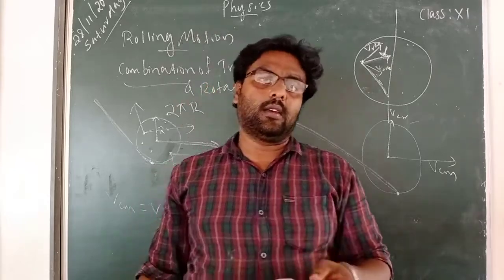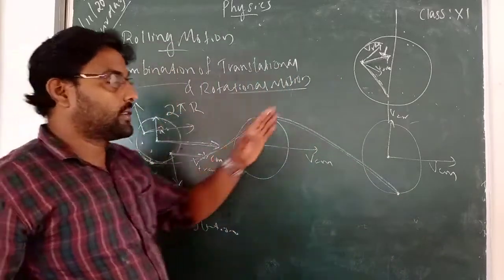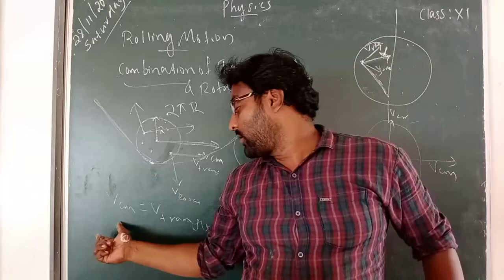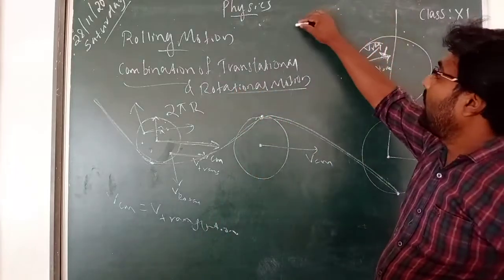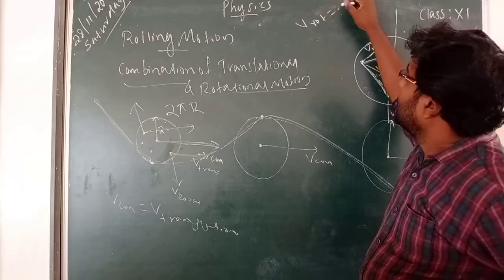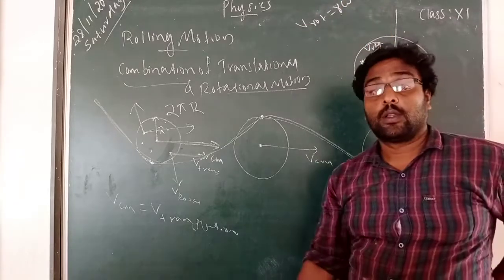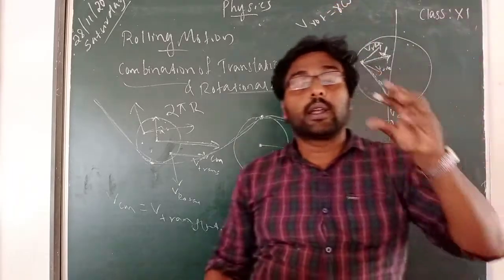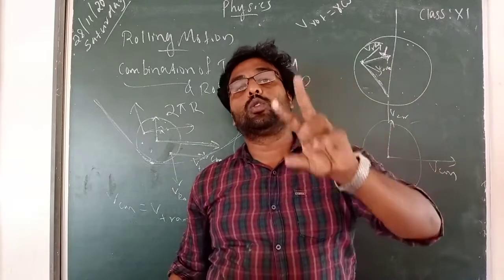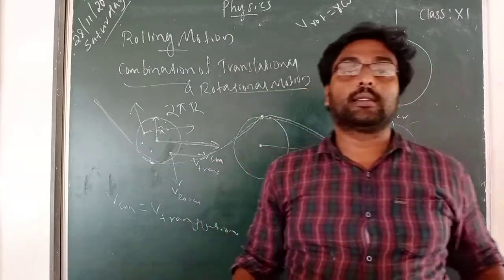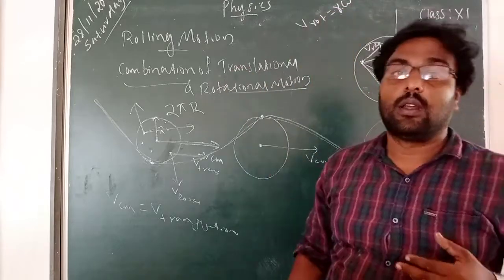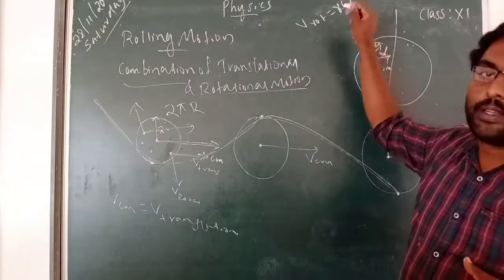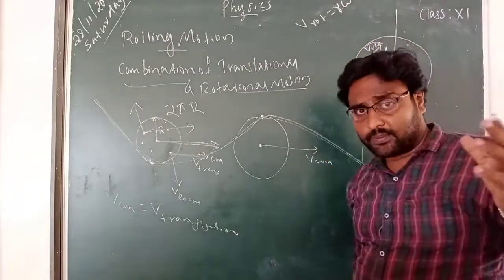So you can write, as I told before, the center of mass is moving in a straight line path, so V_CM equals V translational, and V rotational is equal to R omega. Because at the point of contact it possesses two motions, V rotational and V translational. The V rotational formula is R omega, where omega means angular velocity and R means the distance.